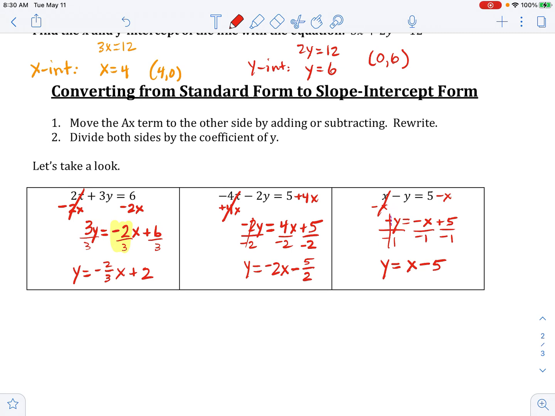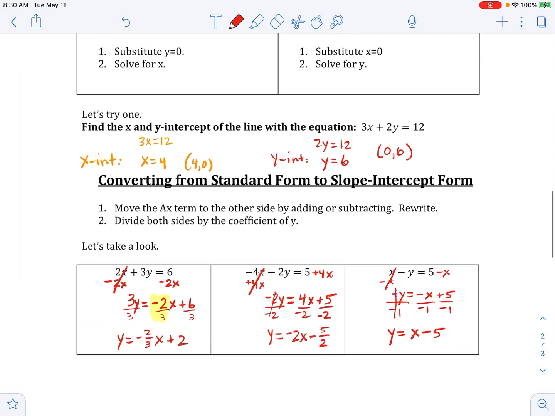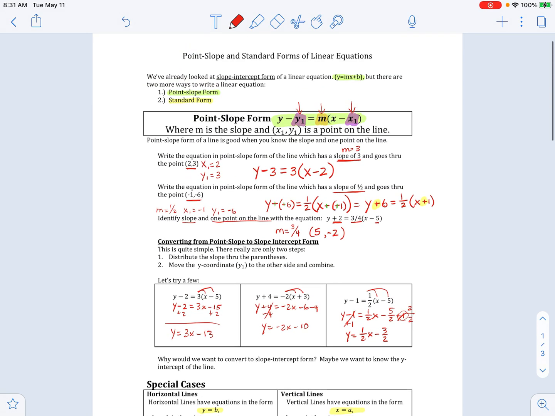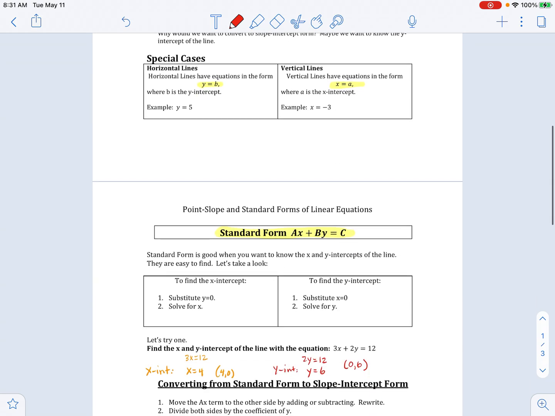And this is how you convert a linear equation in standard form to an equation in slope-intercept form, which then can yield other information about the line, like the slope and the y-intercept. So the goal here was for you to be able to write a linear equation in different forms. We already spent a lot of time with slope-intercept form, but we looked at 2 other forms, the point-slope form and the standard form here.